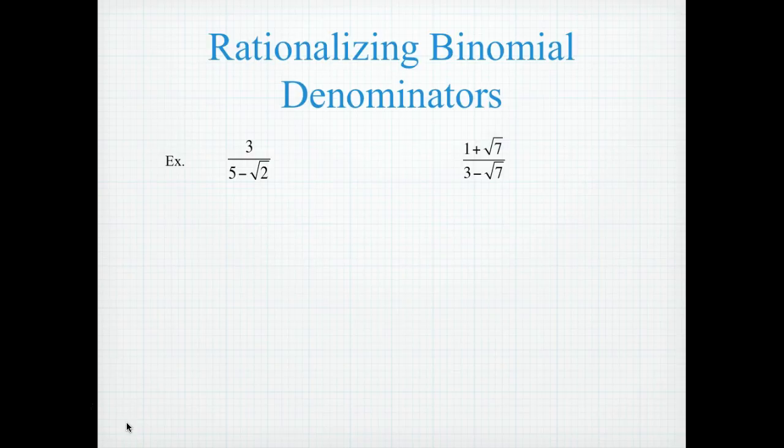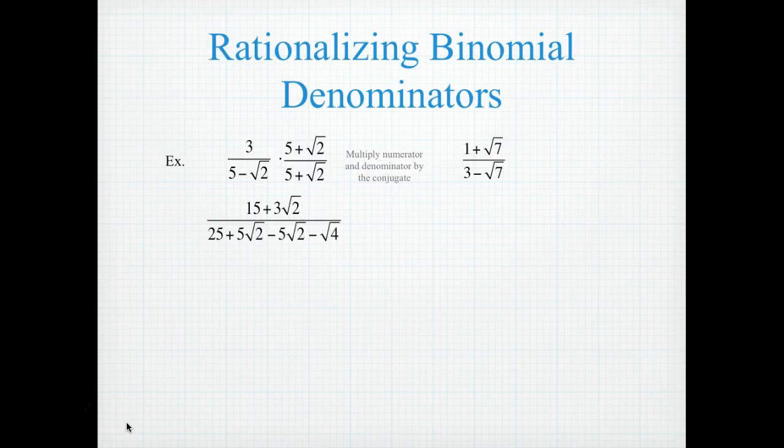So the conjugate for 5 minus root 2 is 5 plus root 2. Multiplying the numerator, 3 times 5 is 15, and 3 times the square root of 2 is 3 root 2. In the denominator, we FOIL it out, and 5 times 5 is 25. 5 times root 2 is 5 root 2. Negative root 2 times 5 is negative 5 root 2. And negative root 2 times root 2 is negative root 4.